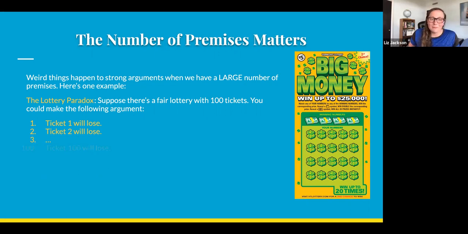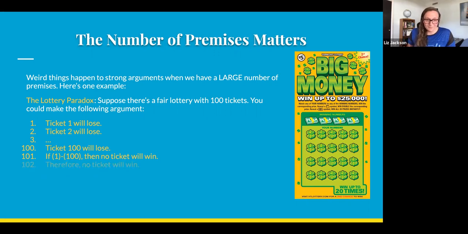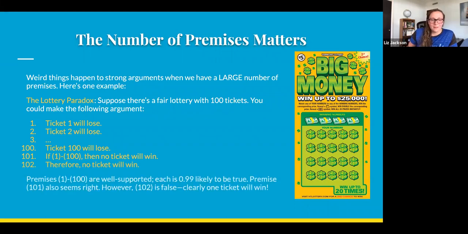I'm not going to go through every one, but you get the point, all the way up until ticket 100 will lose. Again, each of these first 100 premises seems supported by our evidence. But if 1 through 100 is true, that means that no ticket will win because each ticket will lose. So from that, it follows that no ticket will win. Premises 1 through 100 are well supported, each is 0.99 likely to be true, and premise 101 seems right as well. But premise 102 is false because clearly one ticket will win.